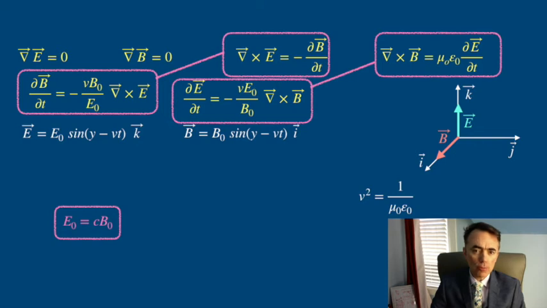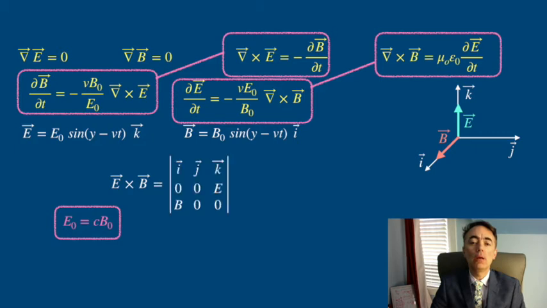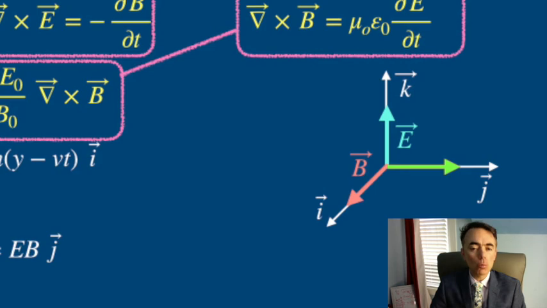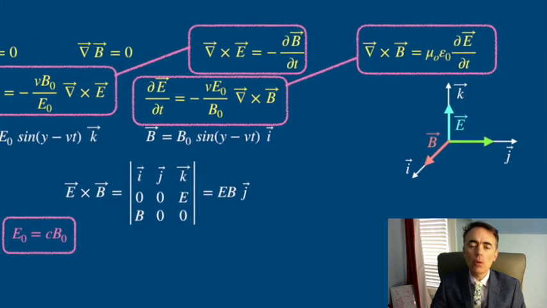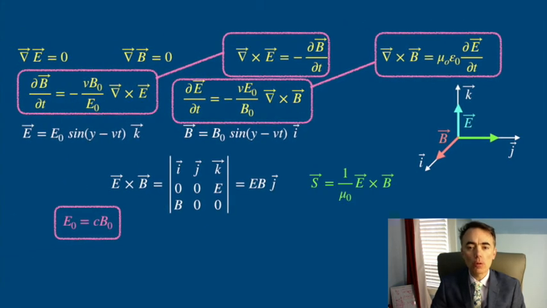From our knowledge of the properties of the cross product, we can define E cross product B. Because E and B are perpendicular, the cross product is also perpendicular to both. So it will be pointing in the direction of propagation of the wave. So we define 1 over mu naught times E cross B as the Poynting vector.